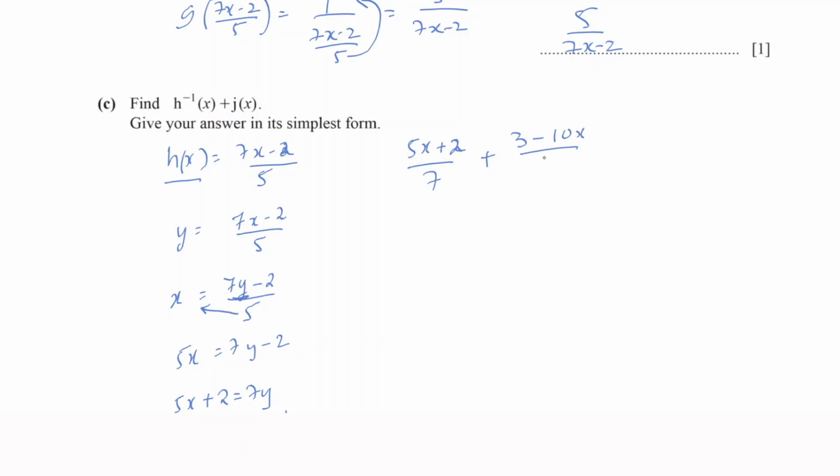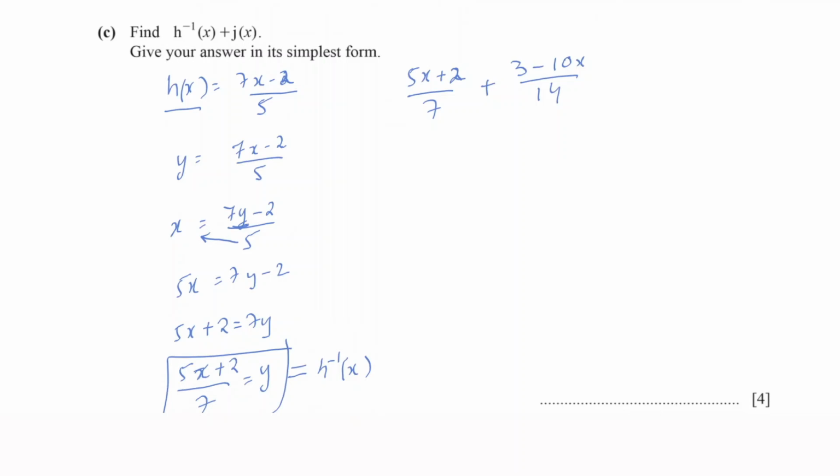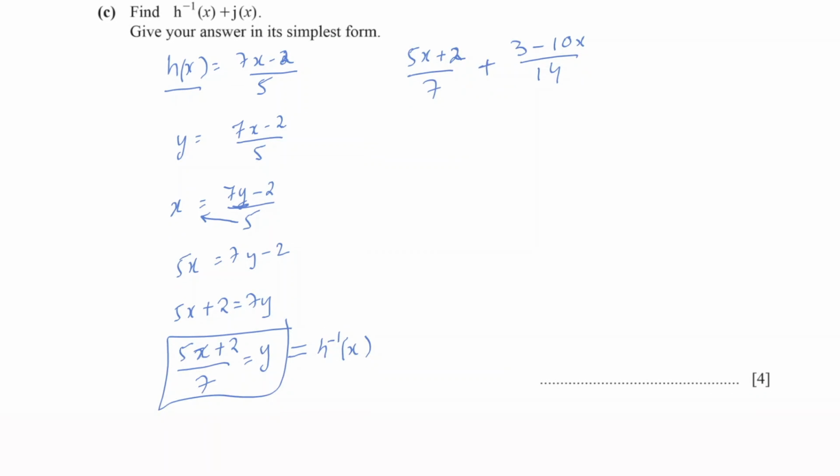Okay, so now what we have to do is add h inverse of x and j of x to simplify the thing. We can use either cross multiply or the LCM method, both will work. Let's cross multiply, that's the simplest way. First you have to multiply these two numbers and write it over the bottom.